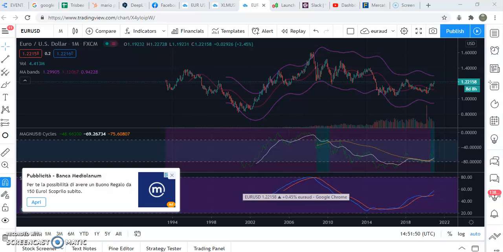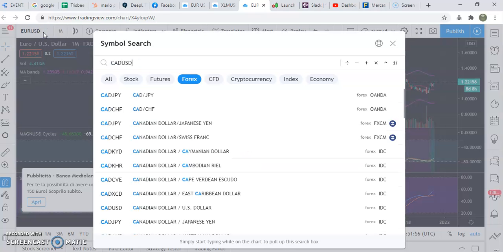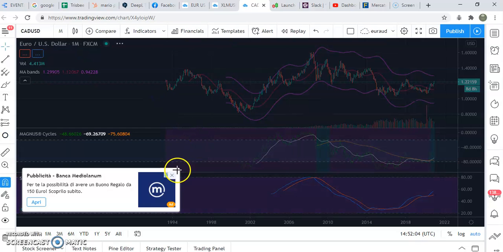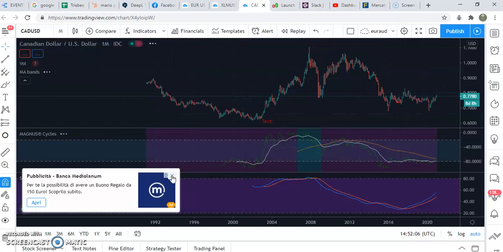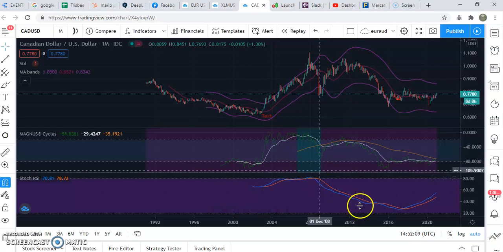Now let's move on and analyze the Canadian dollar against the US dollar. We can use the same principle, so we can use the manual cycles and, as well, the stochastic RSI. So what we see here is the same actually. Here it seems to be even more clear.